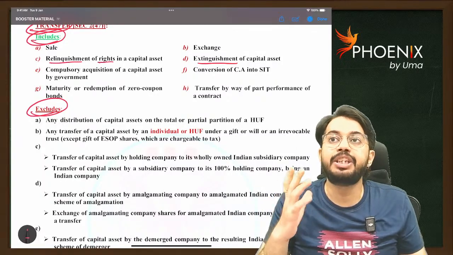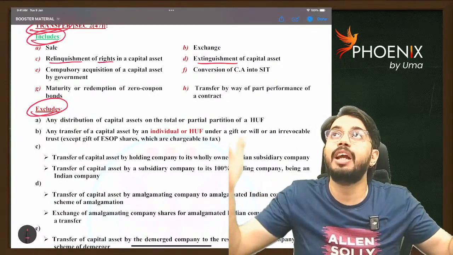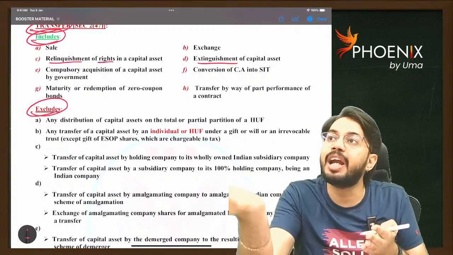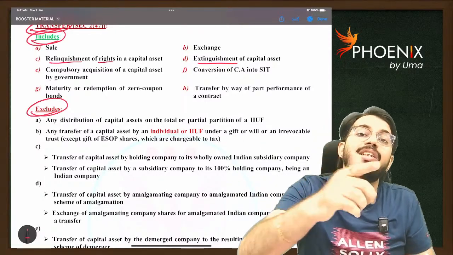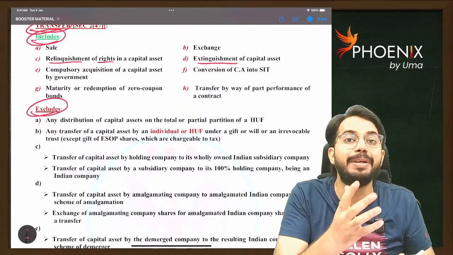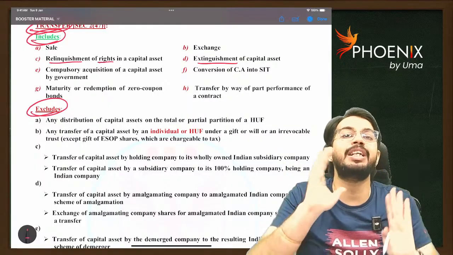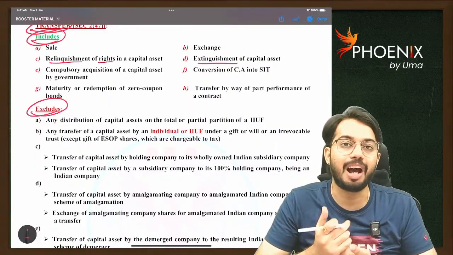That's why extinguishment of capital asset. So if building gets collapsed, if we get insurance compensation, then also we are required to calculate capital gains, because even destruction of capital asset is also considered as transfer. Are you able to understand?